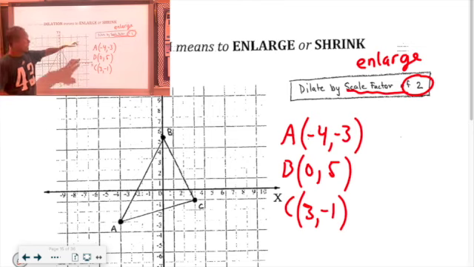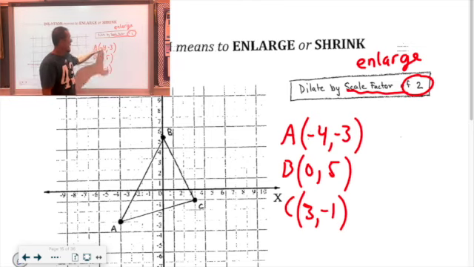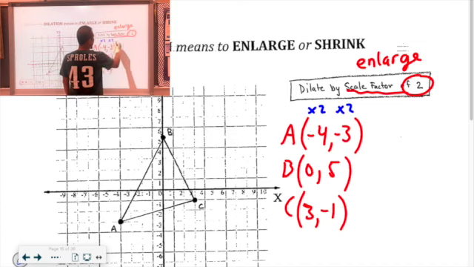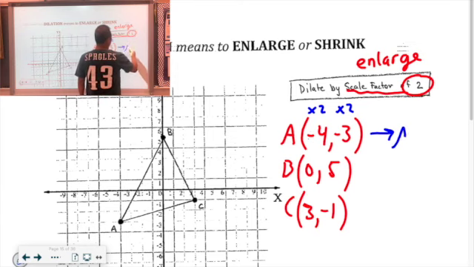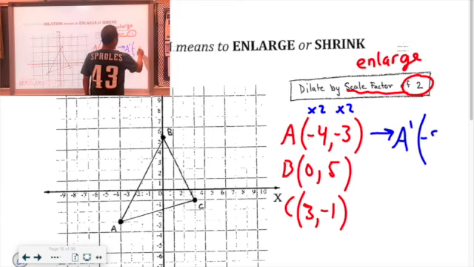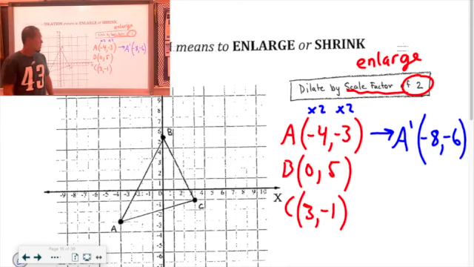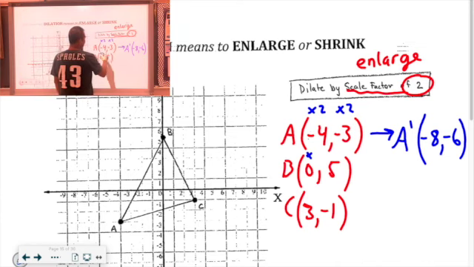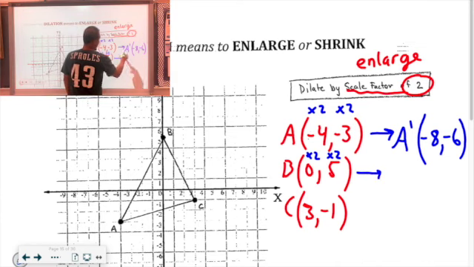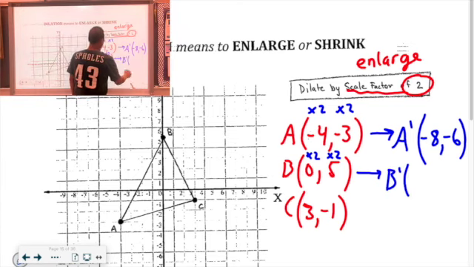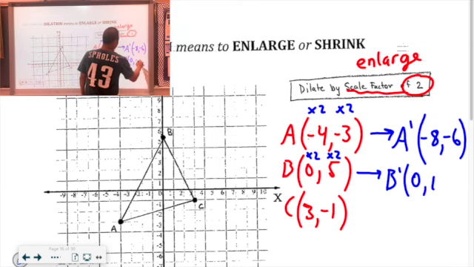When we talk about the scale factor enlargement, we're going to multiply our ordered pairs by the scale factor to find the new points. Our scale factor is 2. We're going to multiply each of these by 2, and that's going to get us A prime as -8, -6. Let's take our second point. We're going to multiply it by 2, because the scale factor of 2 means to get it bigger, and that's going to change B prime to 0, 10.